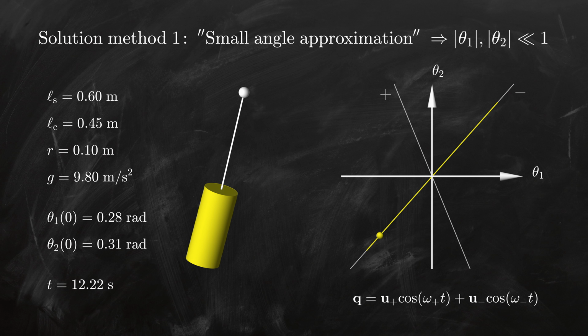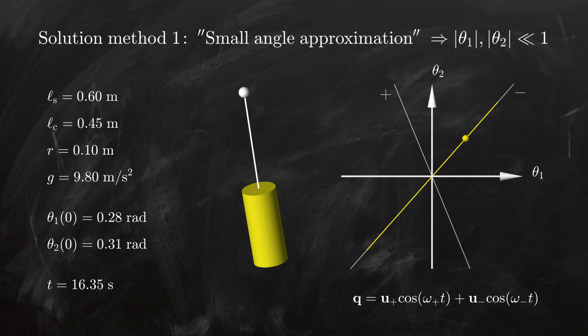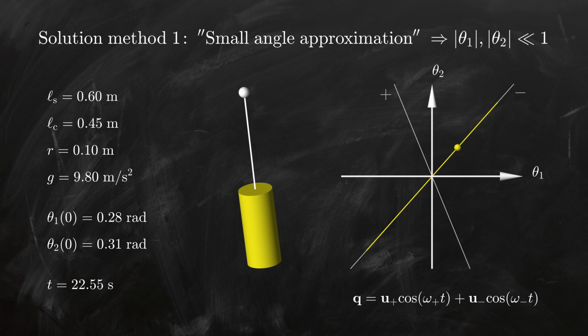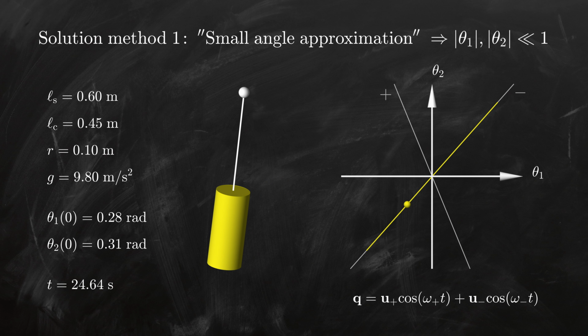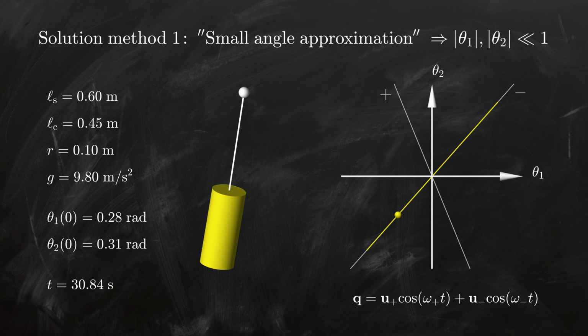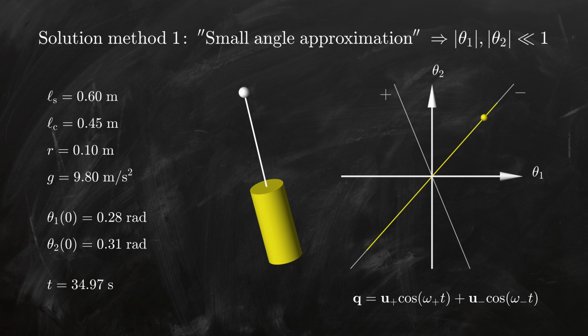As such, the angles θ1 and θ2 always remain directly proportional to one another, and both oscillate with the same eigenfrequency ω-. This mode of oscillation is known as an eigenmode of the system. As we can see, the minus eigenmode corresponds to in-phase oscillation of both angles, such that the cylinder swings back and forth in a smooth manner.